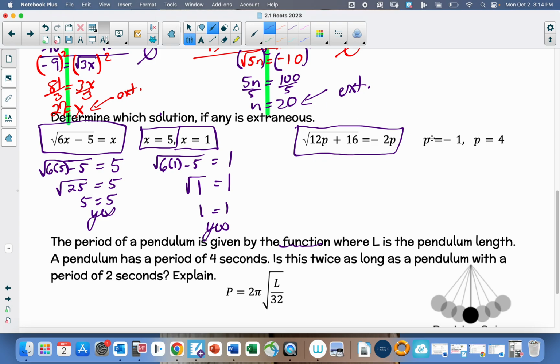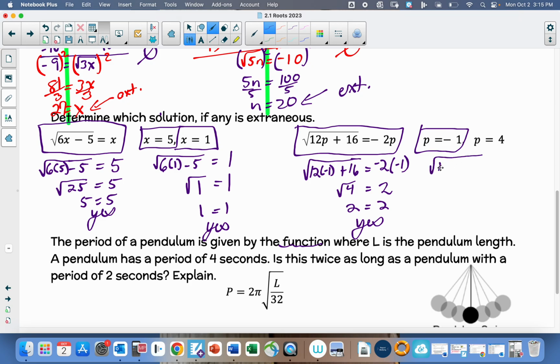We're going to first plug in negative 1. So we have the square root of 12 times negative 1 plus 16. Is that equal to negative 2 times negative 1? Well, negative 12 plus 16 is the square root of 4. And is the square root of 4 equal to 2? Yes. So this one is a solution. Okay? P is negative 1, and I plugged in for P. Okay? Now we're going to plug in for P and let it be 4.